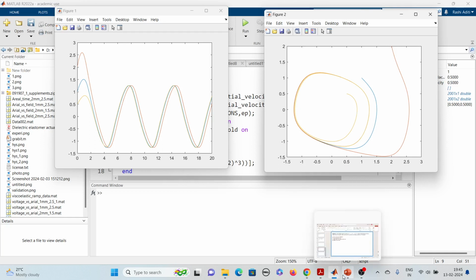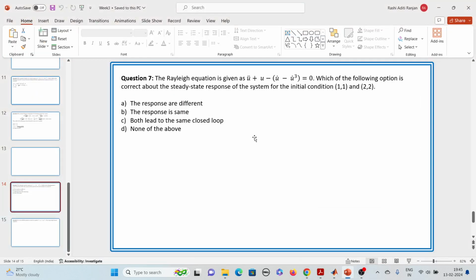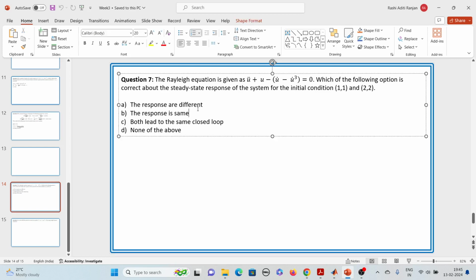So if I come to the options, say the response are different. Okay, this is wrong. The response is same. So this is the correct answer. And if I see the option C, both lead to the same closed loop. This is also correct option. So in this case, we have two correct options.